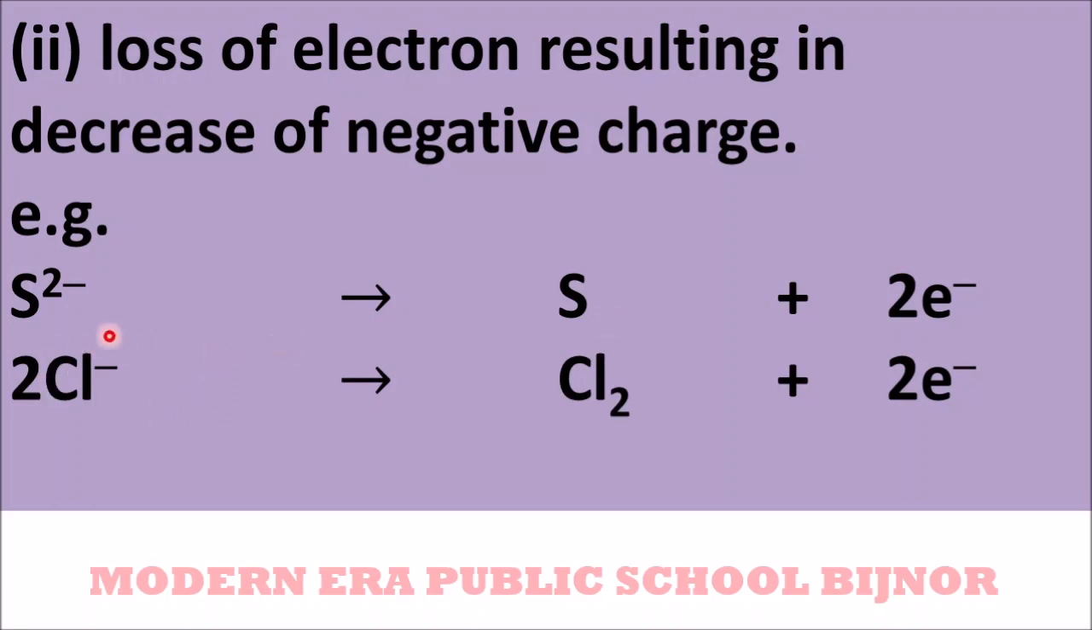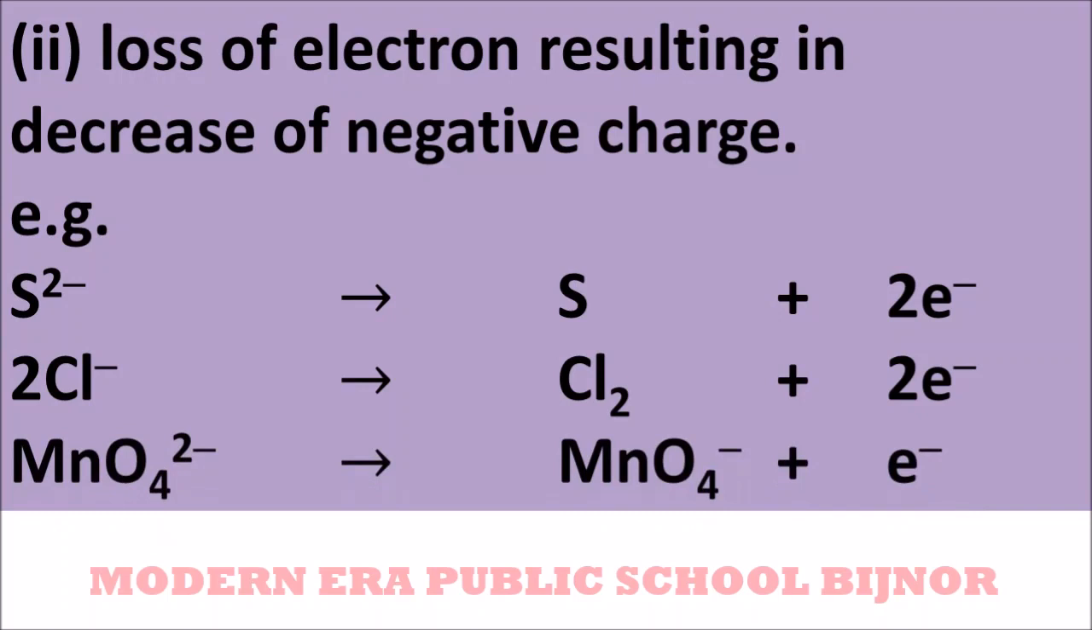Second, the chloride ion Cl-, loses an electron and becomes chlorine gas, so it is also said to be oxidized because it is losing electrons and becoming the atomic condition. The next example, MnO4 2-, when it releases an electron, becomes MnO4 -. On the left-hand side the charge is 2 negative, but on the right-hand side the charge is 1 negative, meaning the negative charge decreases, so it is oxidized.